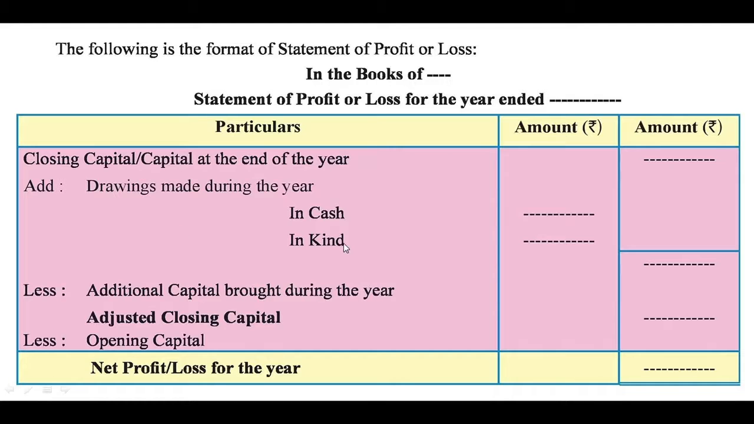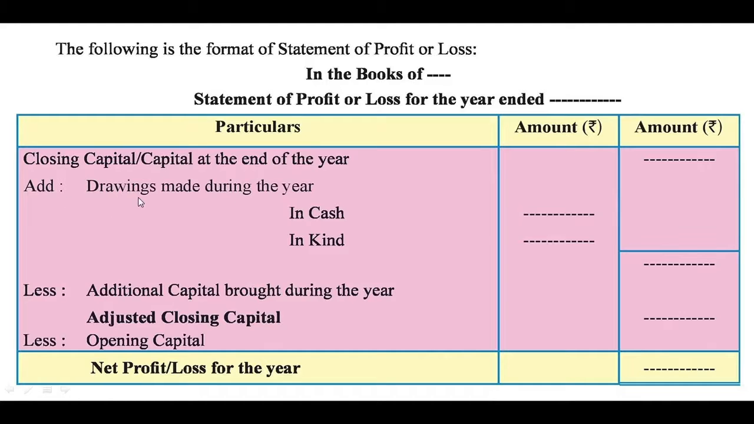Here we are going to find out the net profit, so we have to go in the reverse order. We have to start with the closing capital, or the capital at the end of the year. Here we have to add drawings made in cash, or if goods are withdrawn, then the value of those goods we have to take into consideration. As we are going in the reverse order, we are adding the drawings.